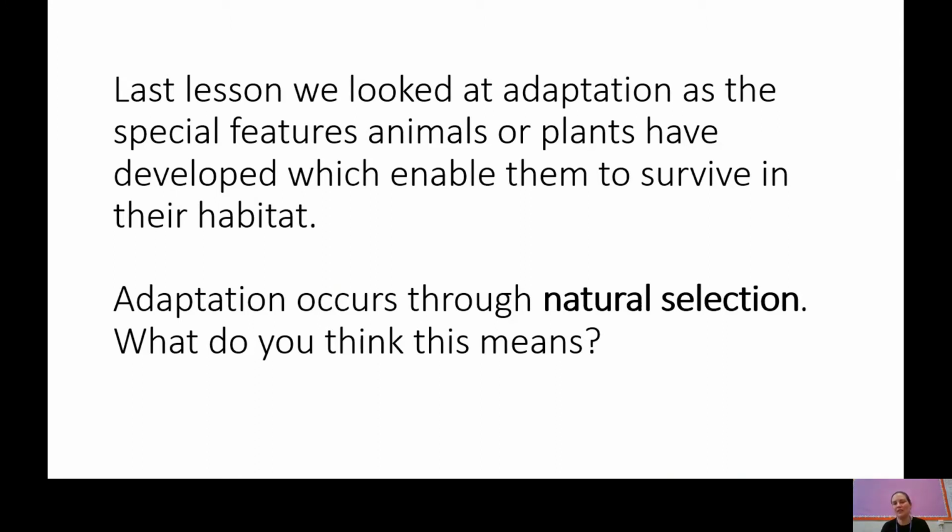Okay, natural selection. Think about those two words, and I'd like you to think, what does this mean, natural selection? You may have heard that term before, or it may be completely new. If it's completely new, just think about those two words individually and what they might mean. Again, I'm going to give you about 20 seconds to have a think, jot it down, or talk to someone if there is someone in the room with you. Well done, Year 6.